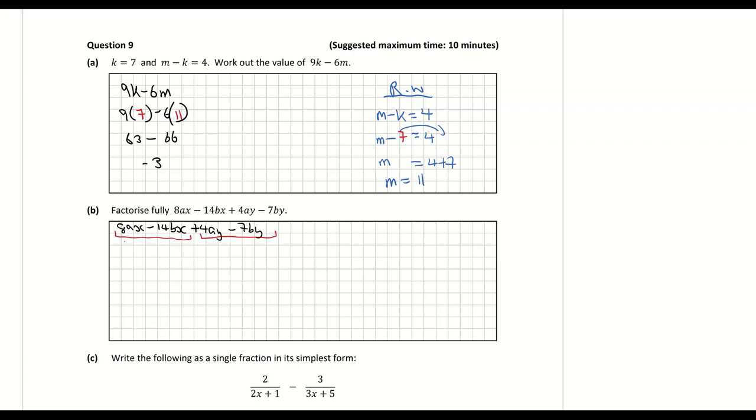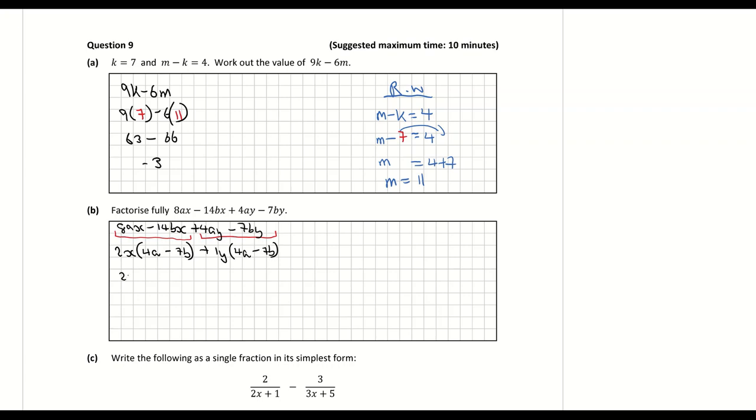Looking at the first two, I can take out a 2 and an x, so I'm factorizing out 2x, and 2x by 4a is 8ax, and 2x by minus 7b is minus 14bx. In the next one, all I can factorize out is 1y, really. So 1y multiplied by 4a is 4ay, and y multiplied by minus 7b is minus 7by.